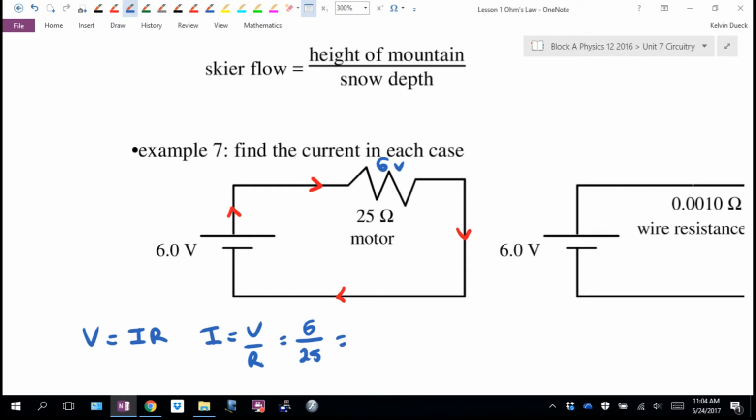6 over 24 would be 0.25, so it's going to be a little less than 0.25. What is it, like 0.23? What is it? 0.24 amps. You okay with that?